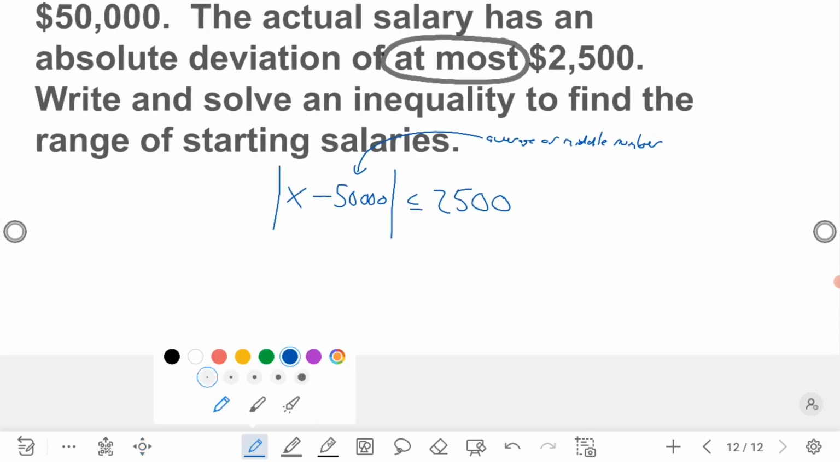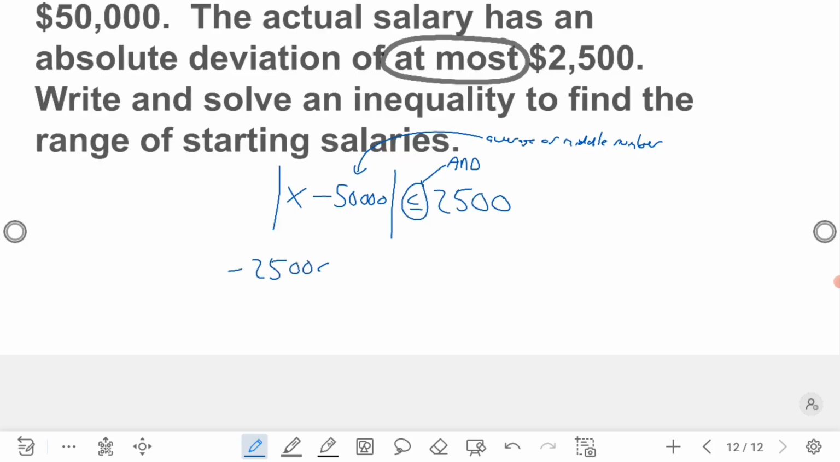Now, if we want to solve it, this inequality symbol tells me that it's an and because it's less than. So I'm going to take the opposite of 2,500. So negative 2,500 is less than or equal to X minus 50,000, which is less than or equal to 2,500. Okay, then we are just going to solve. I've got to get this X by itself, so we need to add 50,000 everywhere.